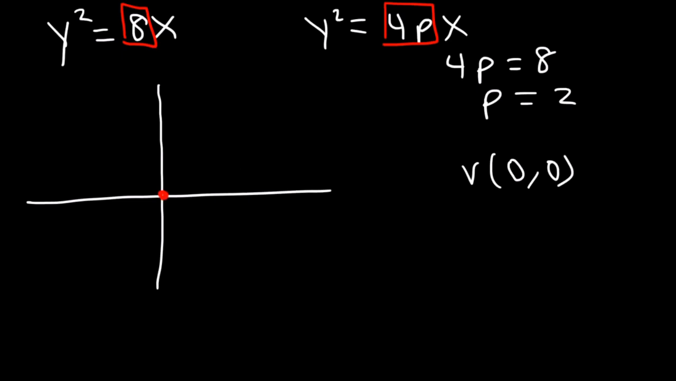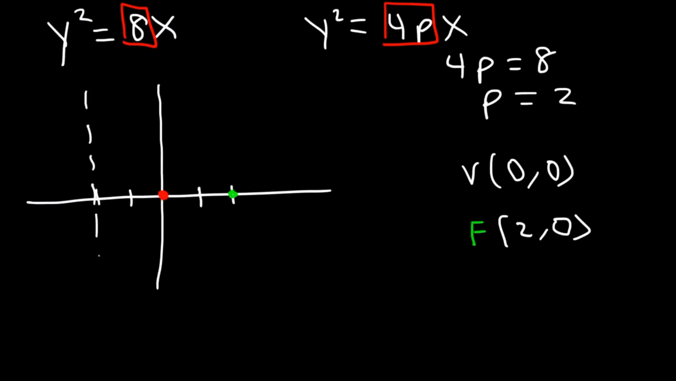Now we're going to travel p units to the right. So that's 2 units away. That's going to be the coordinate of the focus. So the focus, we can clearly see that it's 2, 0. And if we travel p units in the other direction, this is going to be the directrix.